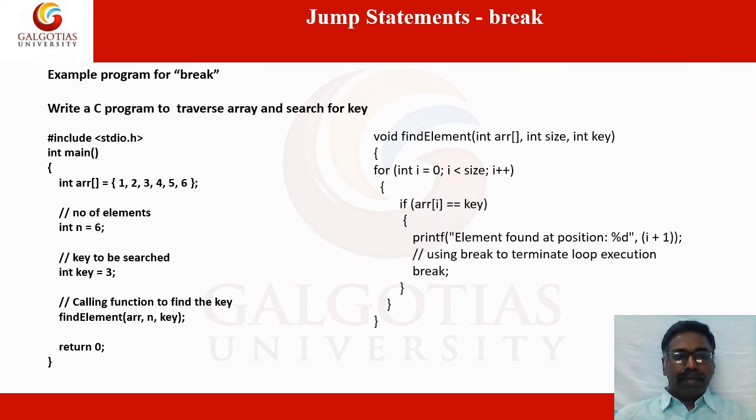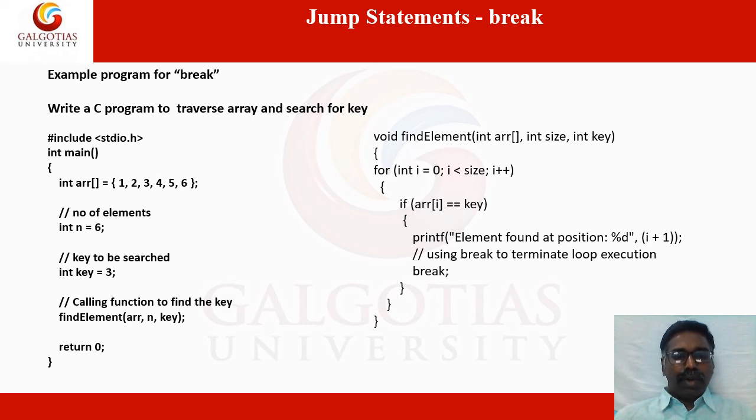Go through the program. We have an integer array, and the initialization is done at the time of declaration of the array itself. So int array, square brackets, and then using the curly braces, a block of values is given here: 1, 2, 3, 4, 5, 6 separated by commas. The number of elements, n is equal to 6, is given in the program itself, and then the key we are going to search is equal to 3. Or otherwise you can write the program like this: print, enter the search key value, and scanf, we scan the key value here. That can be easily done.